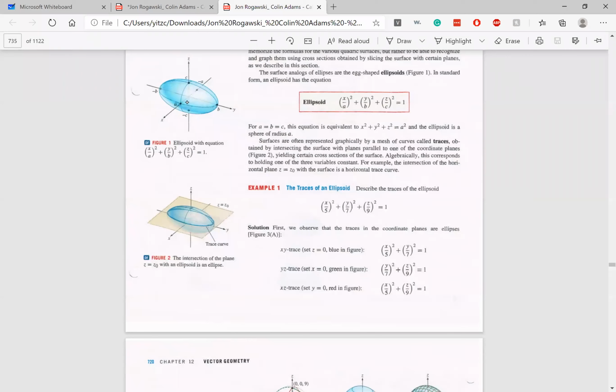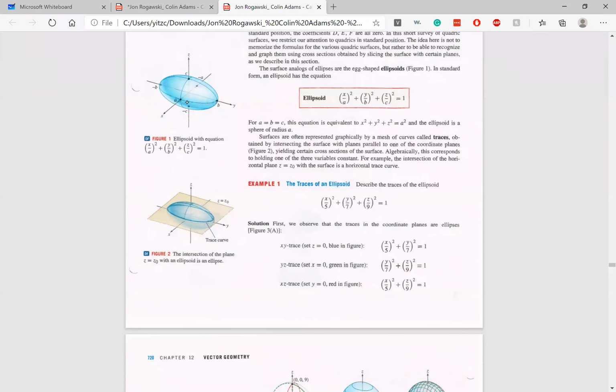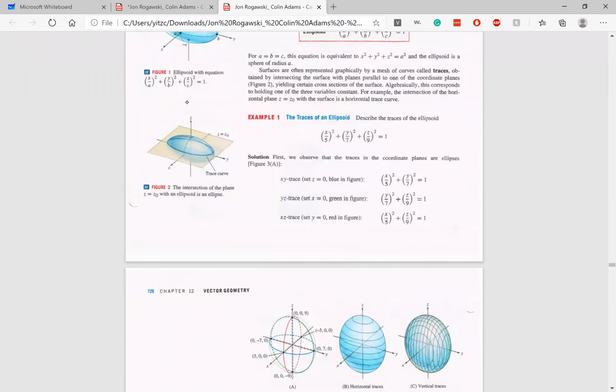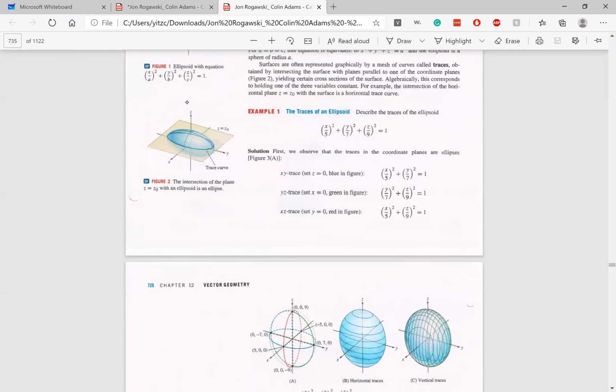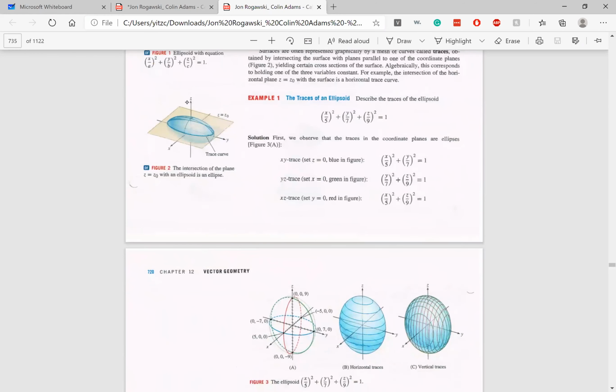So they're basically doing the same exact thing. You can see this is the plane z is equal to 0, where we would create a trace. And they ask us to find the traces of this ellipsoid. So we can have the different ellipses that we get when we set the y, z, and x to 0. So this is when we set z is equal to 0. Then we get one ellipse, and that's the blue one in the figure, that blue ellipse over there.